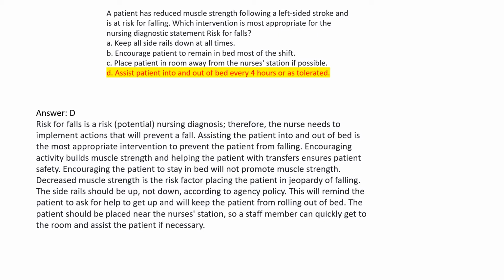Encouraging the patient to stay in bed will not promote muscle strength. Decreased muscle strength is the risk factor placing the patient in jeopardy of falling. The side rails should be up, not down, according to agency policy. This will remind the patient to ask for help to get up and will keep the patient from rolling out of bed. The patient should be placed near the nurse's station, so a staff member can quickly get to the room and assist the patient if necessary.